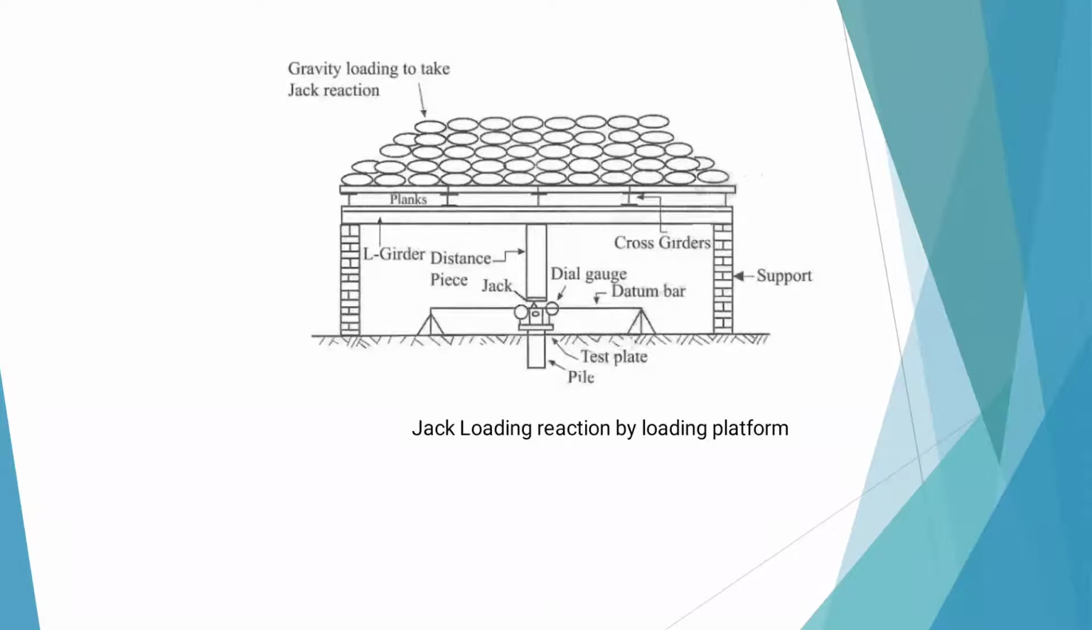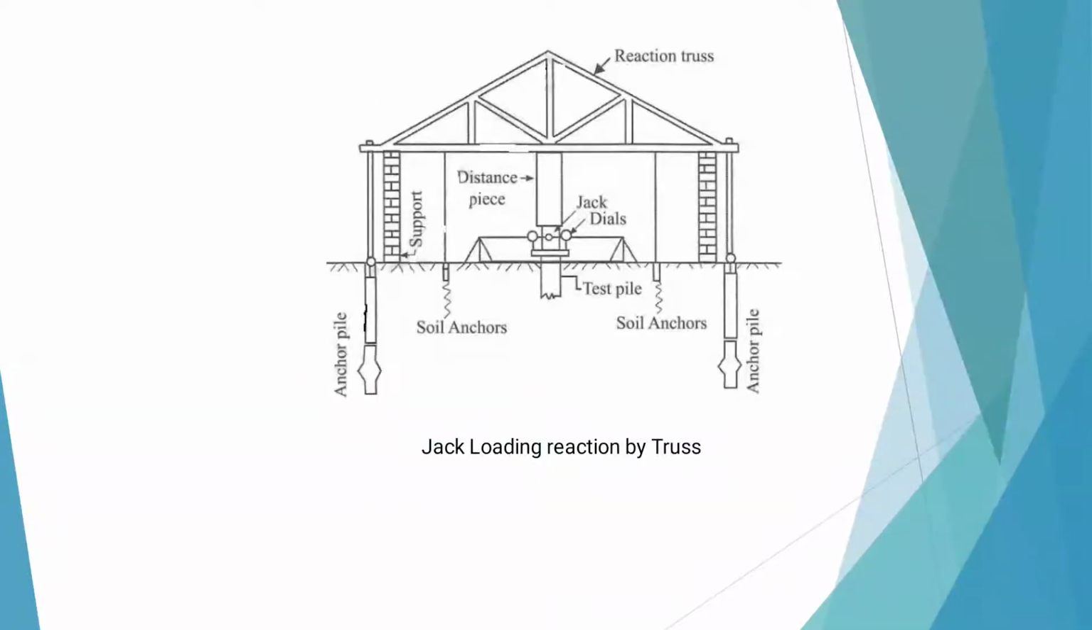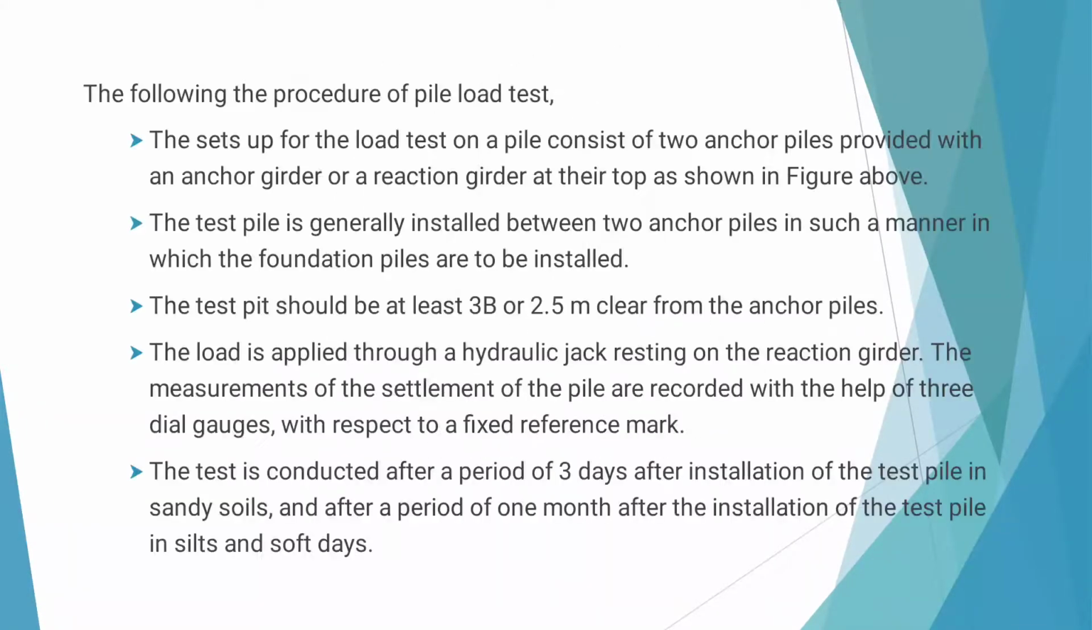This is a figure. In this figure, you can see the pile inserted in a borehole. Above that, the loading platform is to be made, which is supported with two anchors, and the dial gauges are attached to the pile for determining the settlement. Here, the loading can be done by either of two methods, gravity method or truss method. So, this is for the reaction truss method.